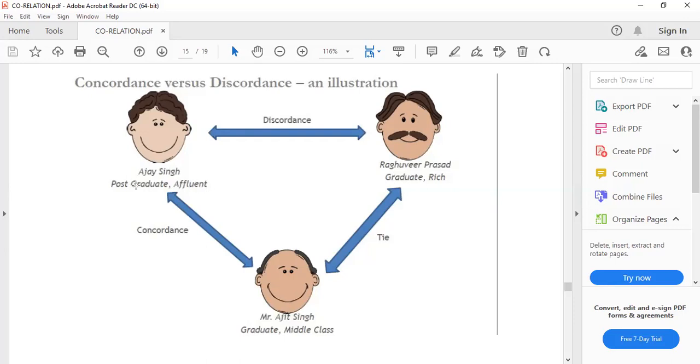If you consider postgraduate as XI and graduate as XJ, those are two observations. The first observation is XI and the graduate is your XJ observation. So XI is greater than XJ, but if you consider the second group, affluent is your YI and rich is your YJ, so YJ is greater than YI. Two groups are observed, but for the first group the first observation is greater than the second, while for the second group the second observation is greater than the first. If it happens, there is a discordance.